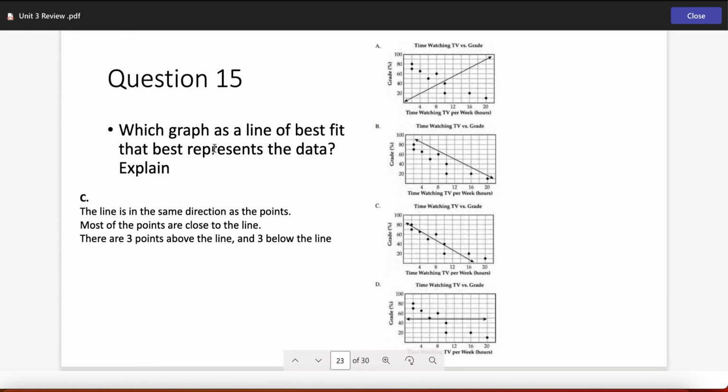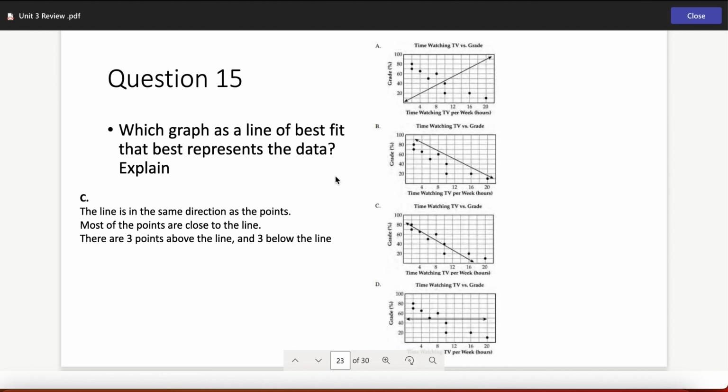Alright, here's question 15. Which graph has a line of best fit that best represents the data? So which one will be the best line of best fit? A is not the one because it's going the opposite direction. B is going the outer direction from the points. It has to be around the points. And C looks like it might be, of course it says C here, but try to look at the graphs. And D will not be because these scatterplots are going in a negative direction, but here it's going constant. So it's supposed to be C.